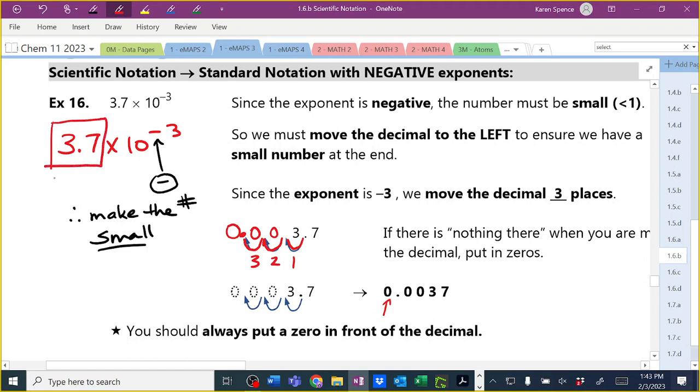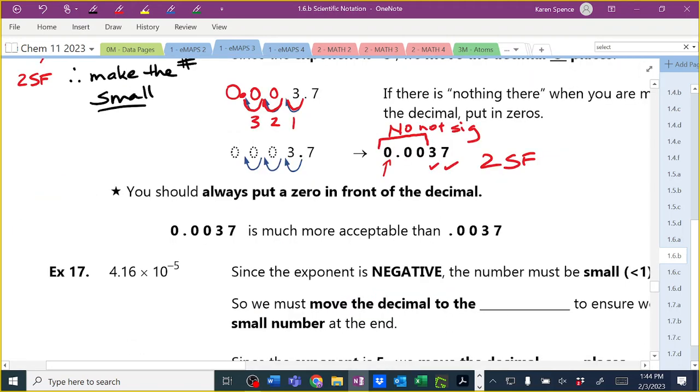How many significant figures in 3.7 times 10 to the minus 3? 2 sig figs. So isn't it good that these zeros on the left, what do we say about zeros on the left? No. Okay, so no, these are not significant. So we only have 1, 2 sig figs in our answer, so that is as we would like it. Start with 2 sig figs, finish with 2 sig figs. Okay.